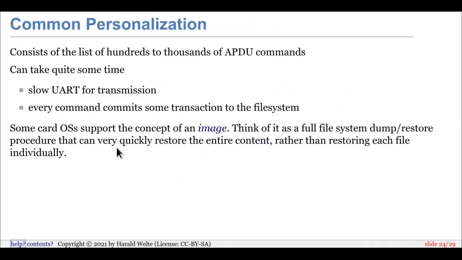So the common personalization is the bulk of the work. 99% or so of the card personalization is common, is identical for all of the cards, and it can take quite some time because, of course, each of those create file operations, which is the bulk of it, need to be, well, not atomic necessarily, but some kind of transaction. So if you create a file and then you unpower the card after it has acknowledged this, everything needs to be committed to the file system.